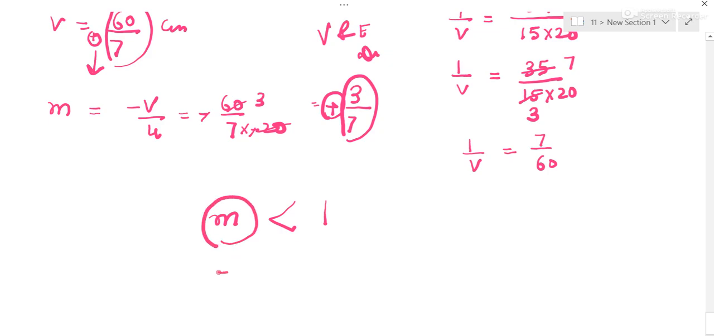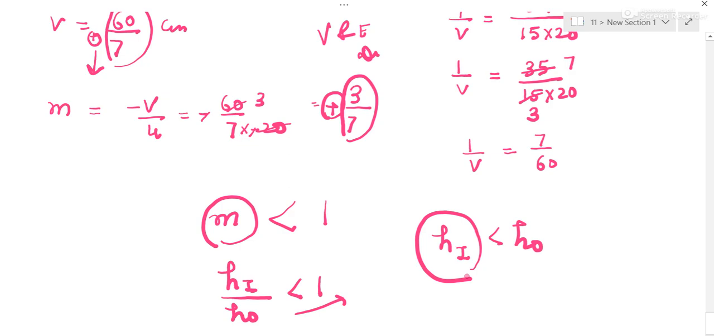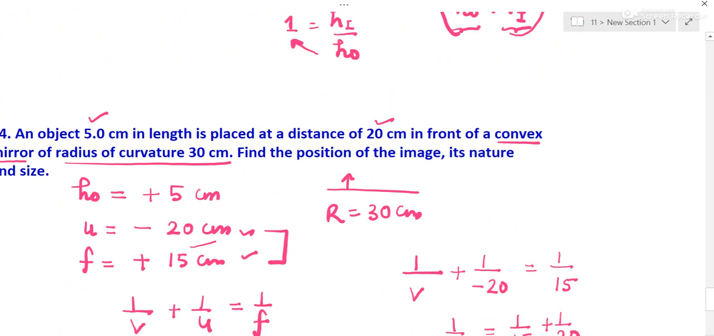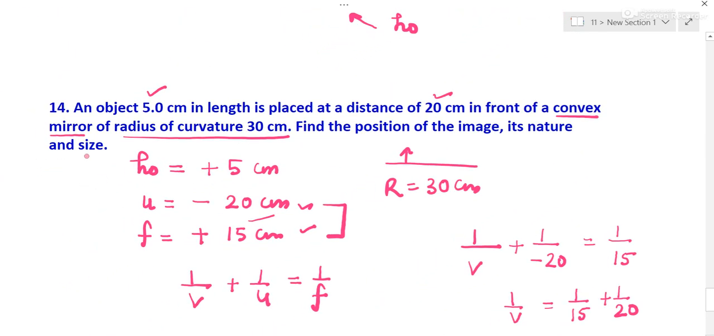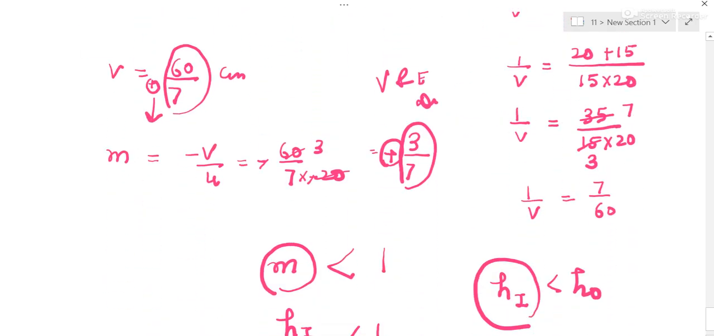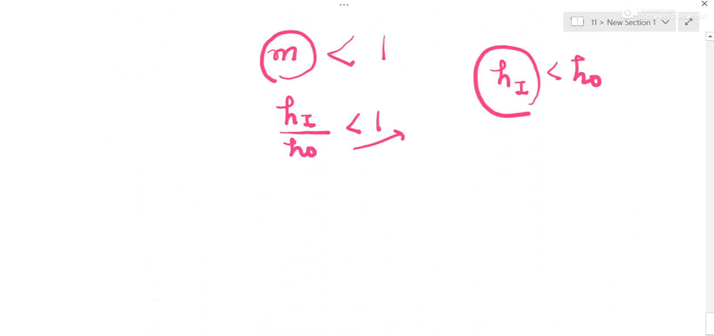So magnification formula is height of image by height of object is less than 1. So height of image is less than height of object. The image height is less. It is diminished. Okay children, one more thing in this question they have asked size also. You can see size. So it means you have to tell the height.